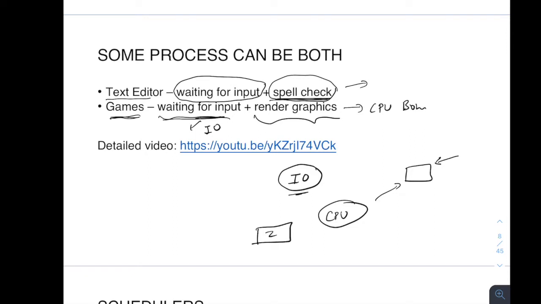So that's why the kernel needs to regularly schedule a combination of both of these types of process, so that both your input output devices as well as your CPU are utilized most of the time. To increase the utilization of both, the kernel needs to pick a combination of both types of process.